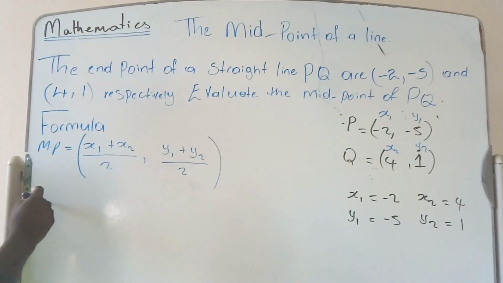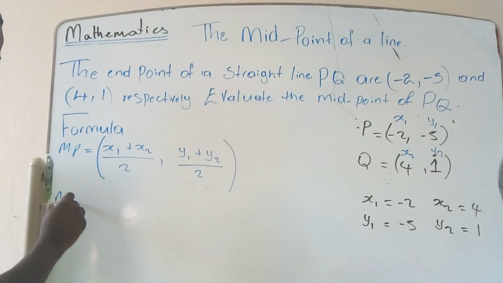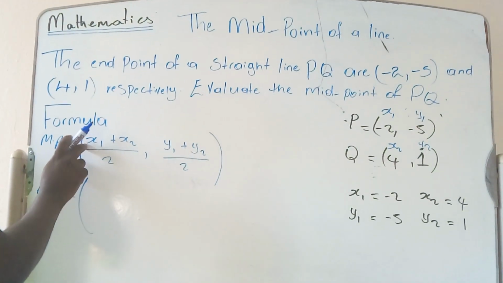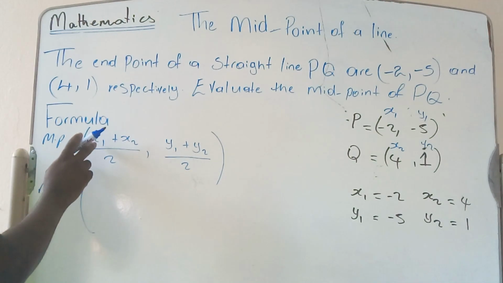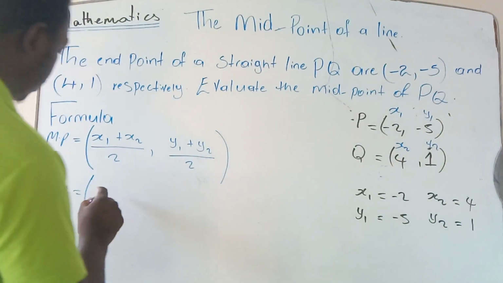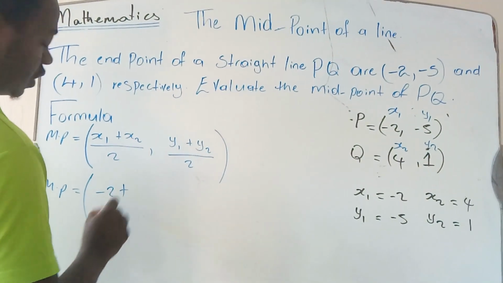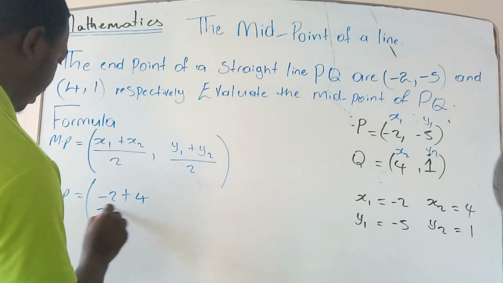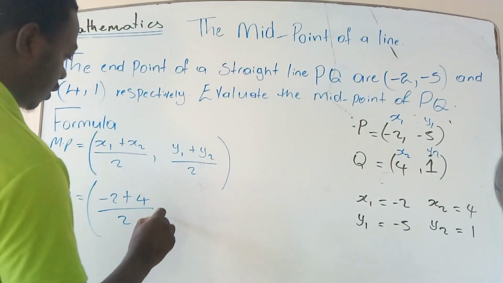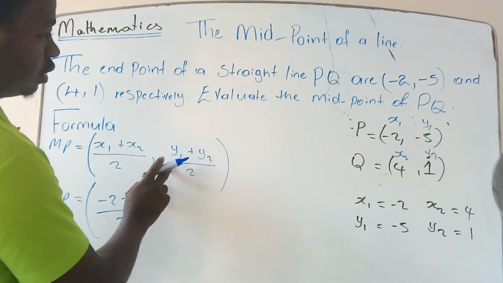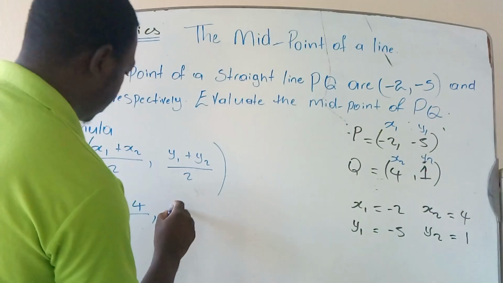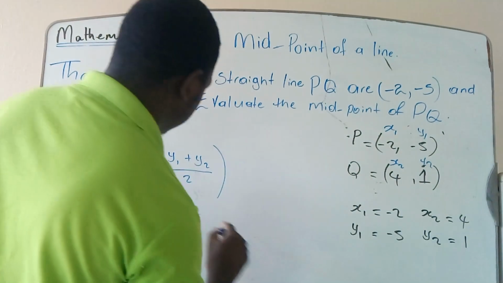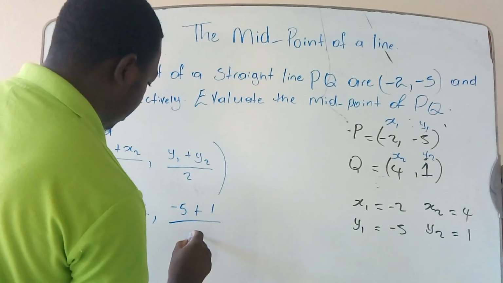So the midpoint is equal to x1. Instead of writing x1, I'm going to write the value for x1. So here x1 is -2, so this is -2 plus x2, which is 4, all of that divided by 2, comma, y1, which is -5, so it is -5 plus y2, which is 1, all of that divided by 2.